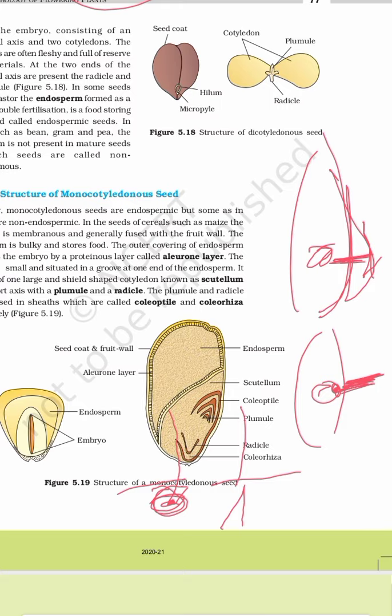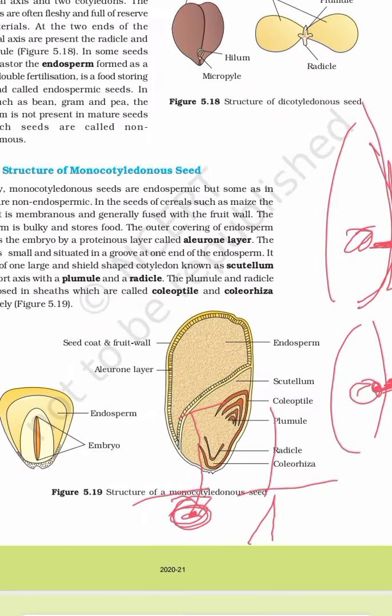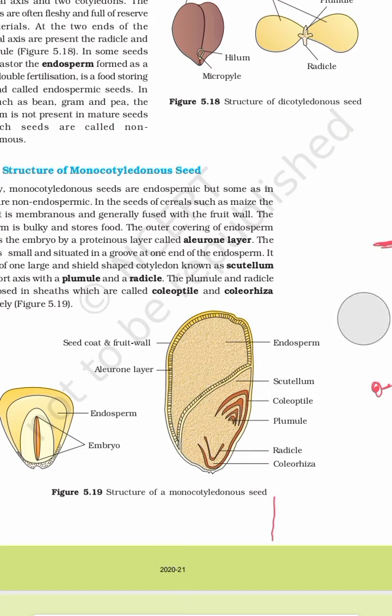There is only one cotyledon in monocot and two cotyledons in dicot. You can see over here, this is a monocot plant. Monocot means only one cotyledon is present, not two cotyledons. Two cotyledons means like in mung.